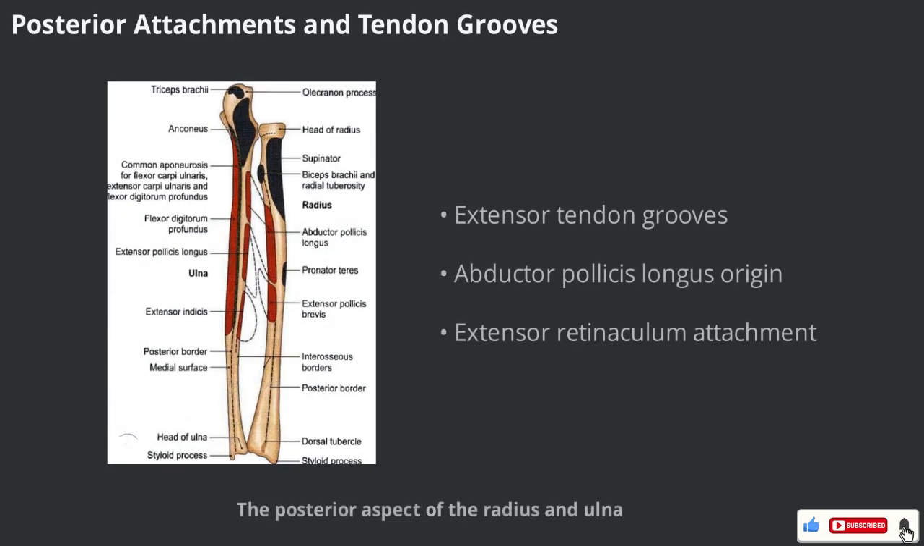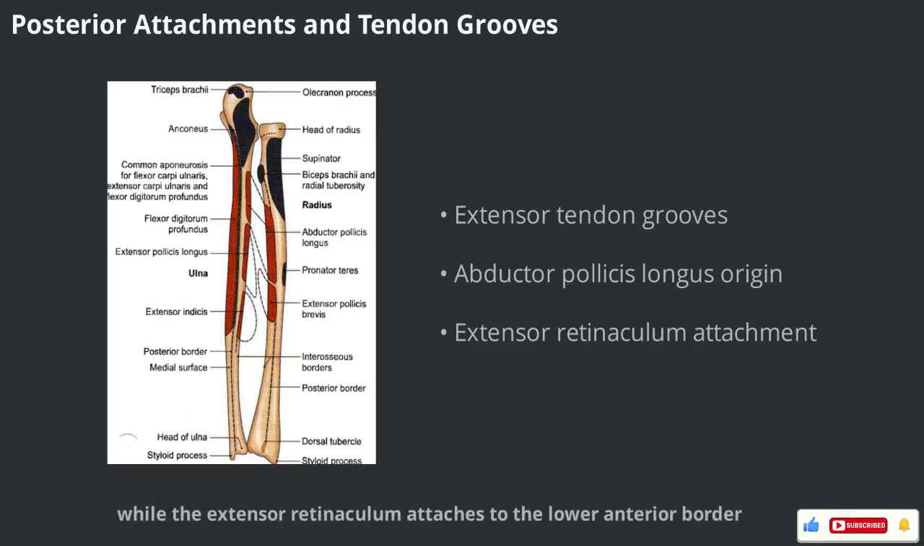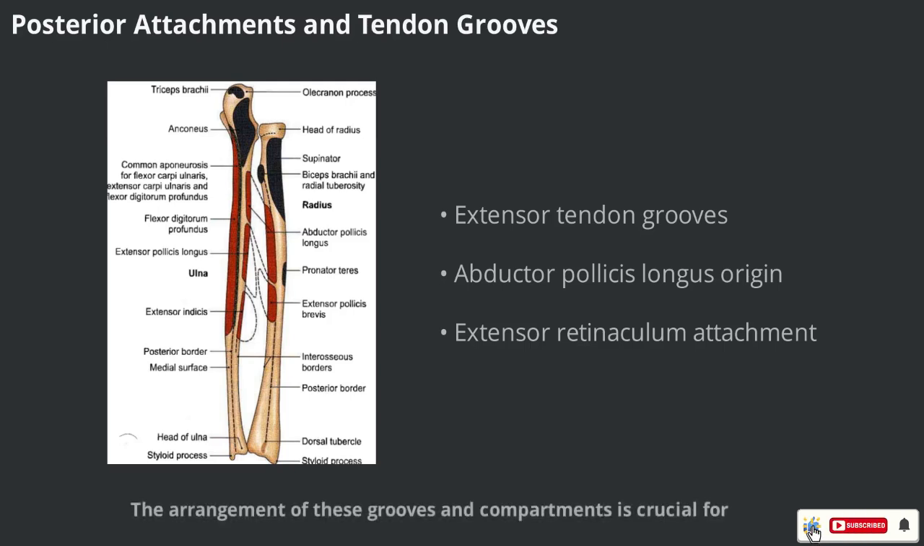The posterior aspect of the radius and ulna is characterized by several grooves that accommodate extensor tendons. The abductor pollicis longus and extensor pollicis brevis arise from the posterior surface, while the extensor retinaculum attaches to the lower anterior border. The arrangement of these grooves and compartments is crucial for the smooth movement of tendons during wrist and finger extension. Any disruption, such as inflammation or injury, can lead to functional impairment or pain.